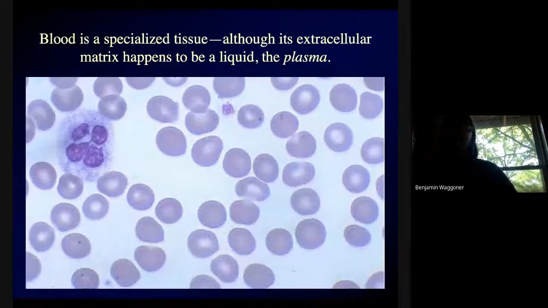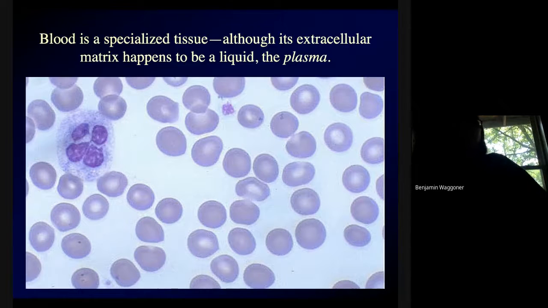Blood is actually a specialized tissue. This is a slide of human blood. Most of those round things that you're seeing are red blood cells. Mature red blood cells don't have nuclei in them. But they bud off of cells in places like your bone marrow that do have nuclei. So they come from nucleated cells. So it's okay, you're still a eukaryote, even though some of your cells lose their nuclei.